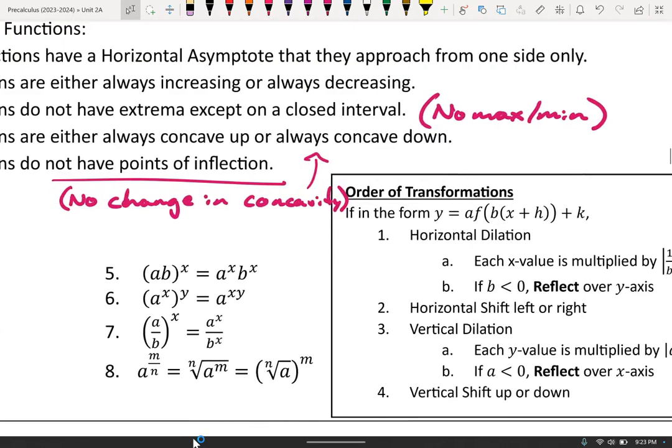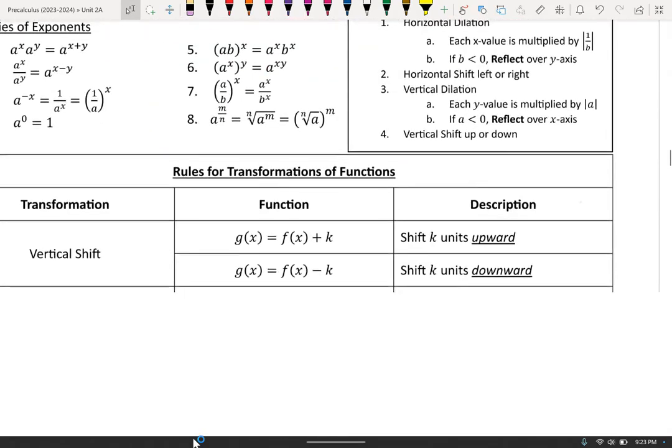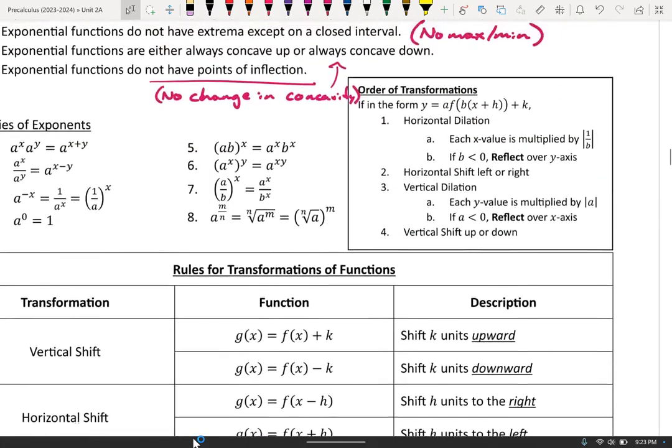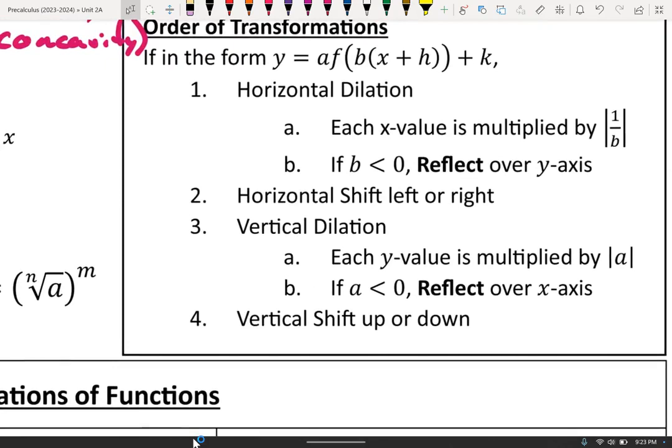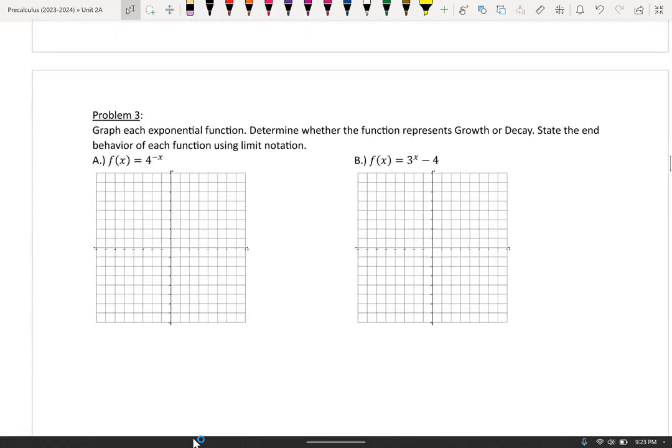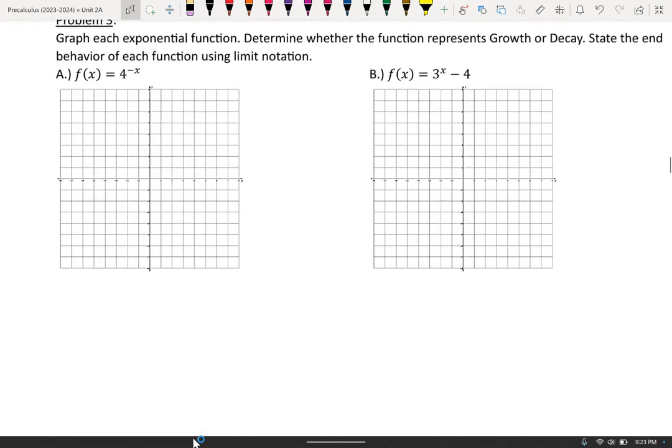All right, we have our transformations. So we have all of our transformations down here. As a reminder, we have our order of transformations. But let's go ahead and turn the page and try out some of the problems that we have over here.